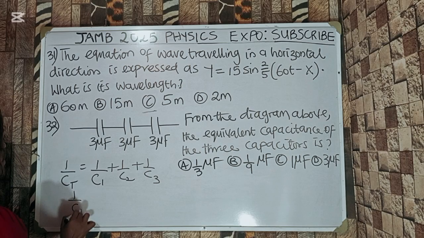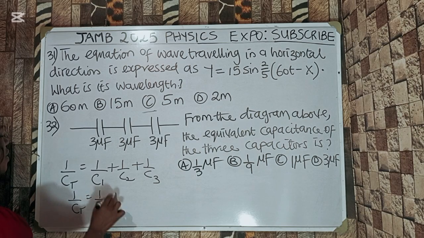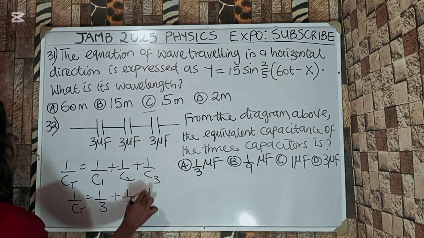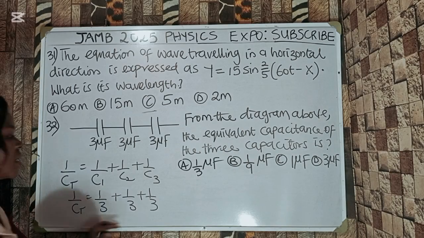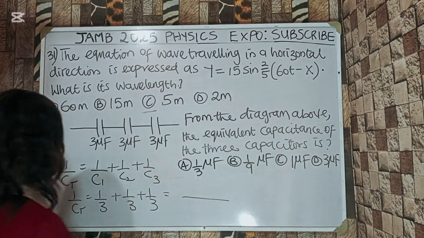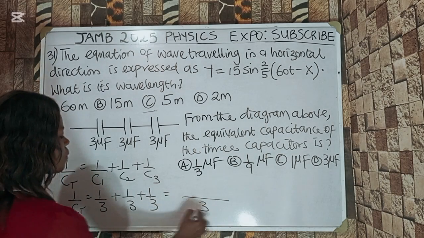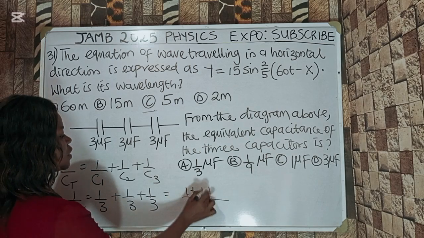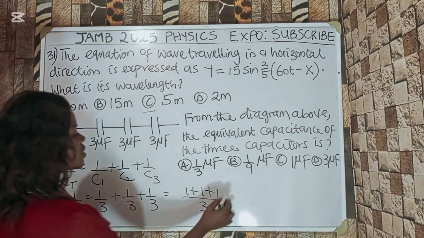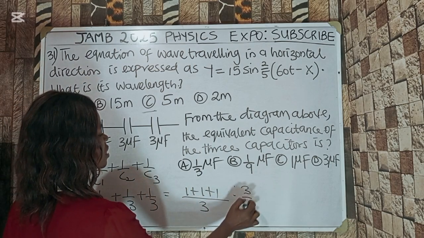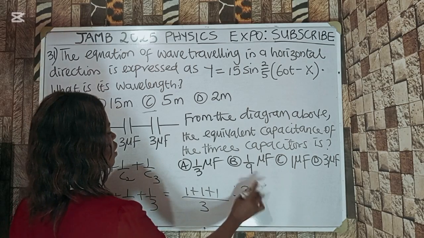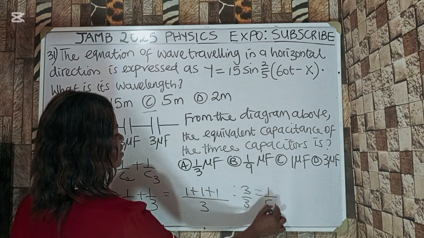So 1 over C total is equal to 1 over 3 plus 1 over 3 plus 1 over 3, right? The LCM is 3. And 3 into itself is 1. So I have 1 plus 1 plus 1, right? So this will give rise to 3 over 3, which is equal to 1 over C total.